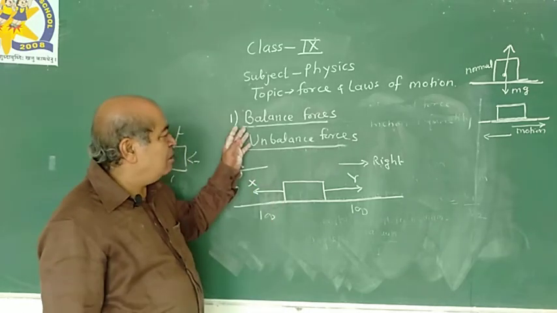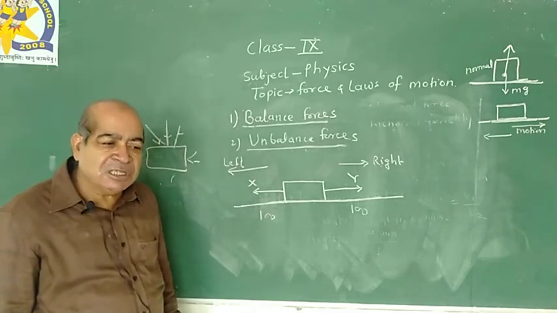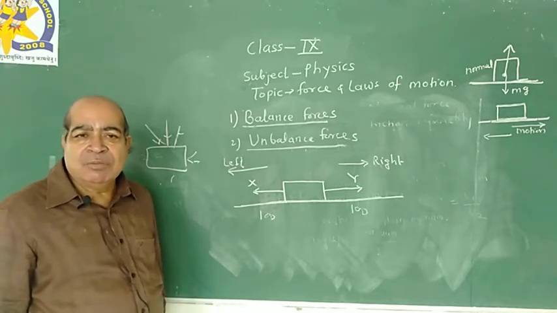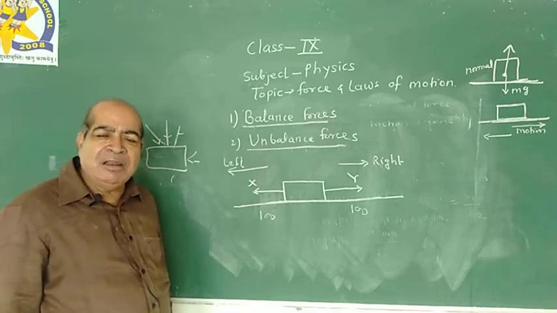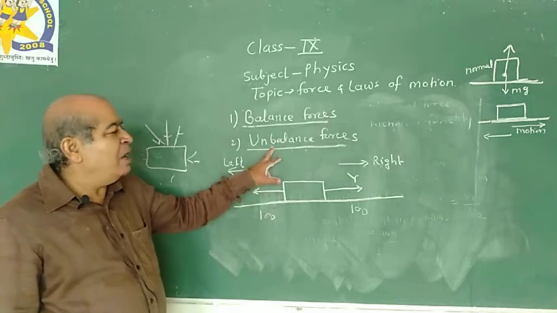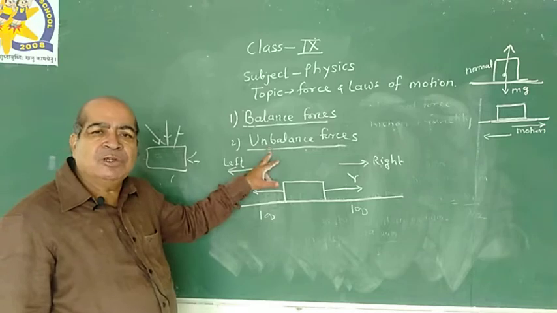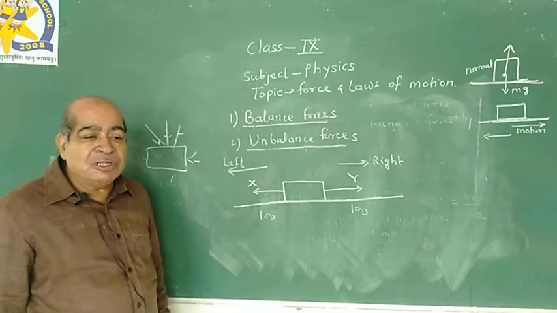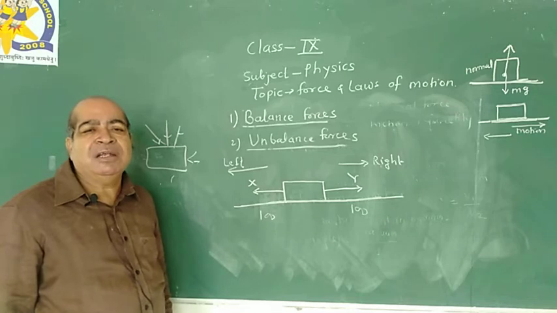From the definition of balanced and unbalanced force, which force causes the motion of the object? Which type of force produces the motion? Balanced force produces the motion or unbalanced force produces the motion? Unbalanced force acting on the object produces the motion of the object. That means if you want to produce the motion, unbalanced force should be acting on the object.